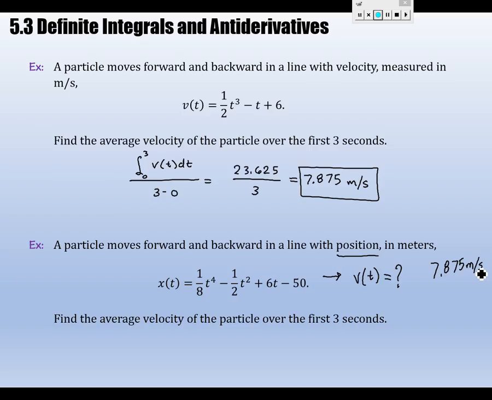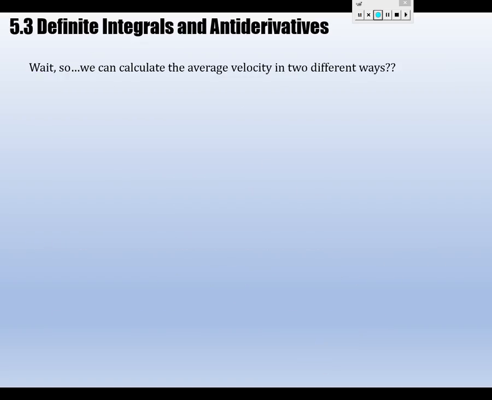Just verify that this works too: x of 3 minus x of 0, divided by 3 minus 0, gives you the same answer, shouldn't it? It's just change in position over time. Isn't that what average velocity also is? We've discussed it in the past, haven't we? Does that mean we can calculate it in two different ways? Does that mean we can do it the way we've been doing it here?